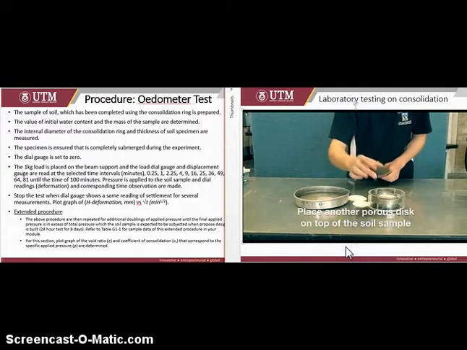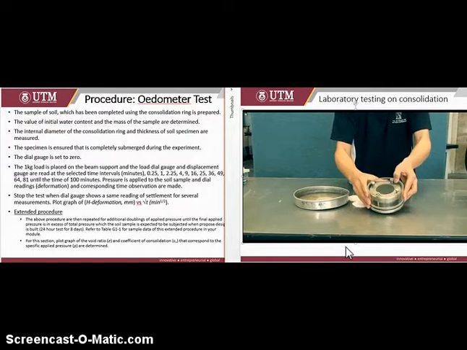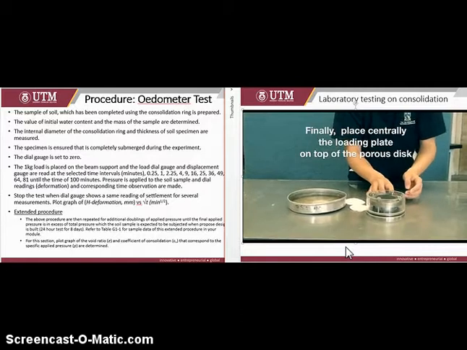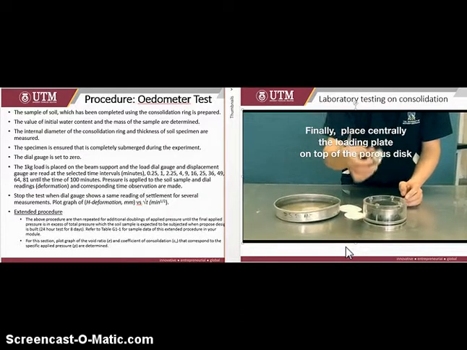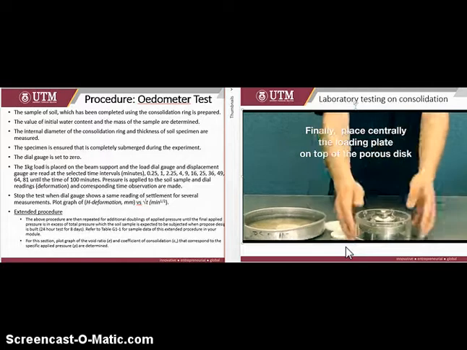And place another porous disc. And lastly, put the loading plate at the center.